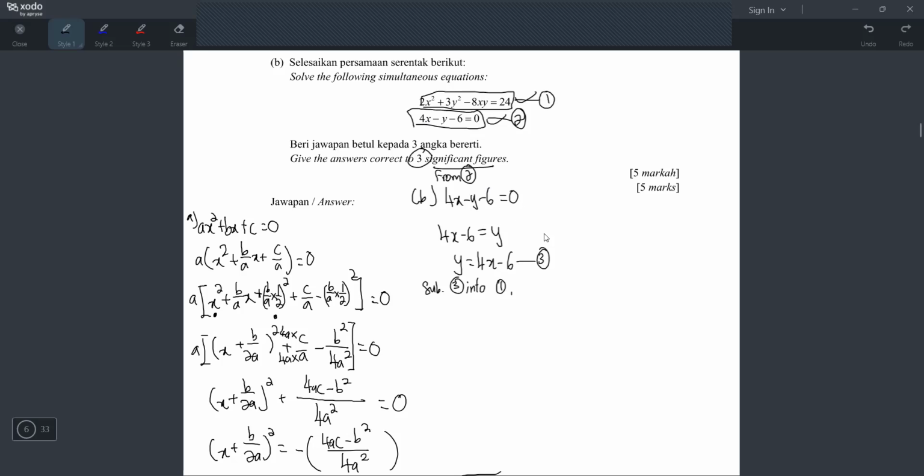Okay, please don't substitute 3 into 2, because 3 actually comes from 2. If you substitute 3 into 2, it means there will be no answer. You have to substitute 3 into 1, because 3 comes from 2.